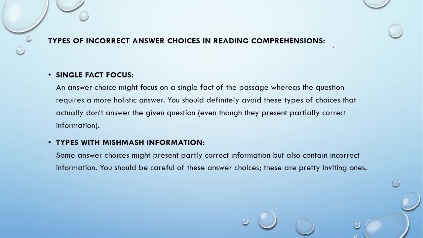Okay. Types with mismatch information. Some answer choices will have partly correct information. Depending on the question, partly correct information will be there, but they will also have extra redundant information which is not correct or not related to the question. Okay, you need to be cautious. These are the most expected incorrect answers, because when you read the answer option you feel this is correct, and you just go ahead with it. Be cautious to avoid those types also.